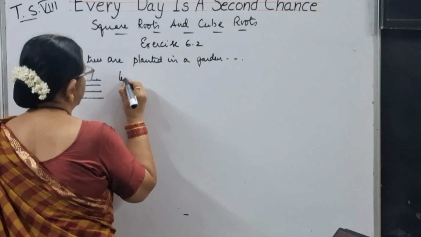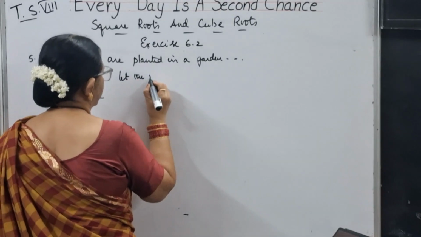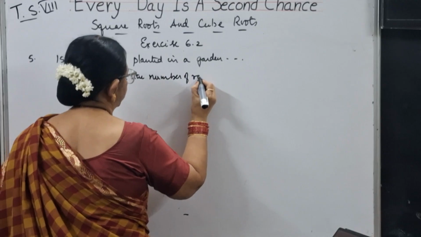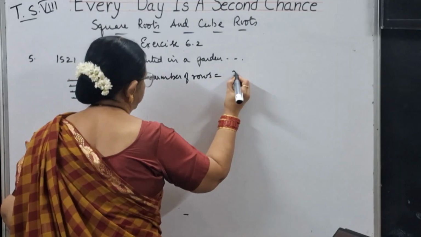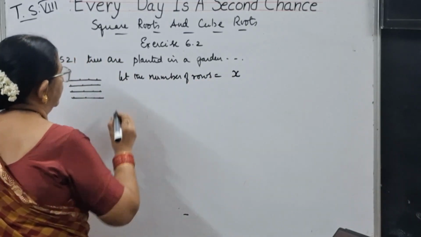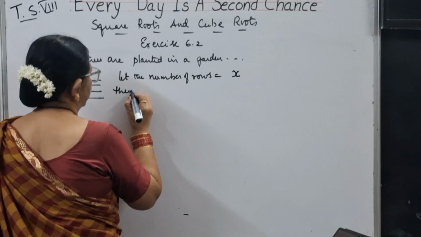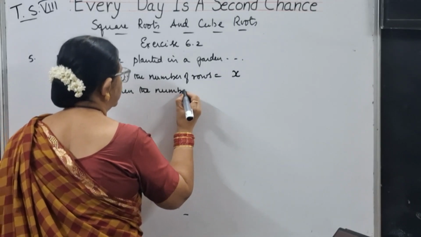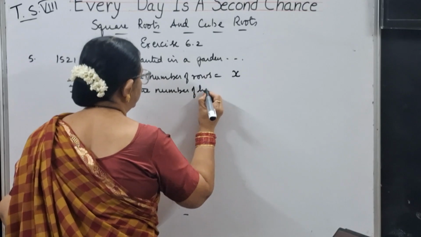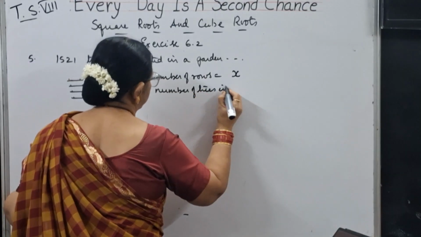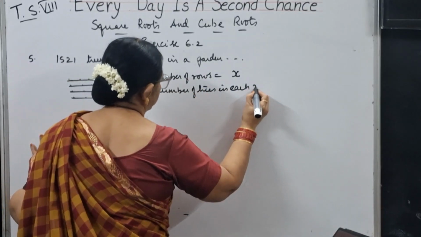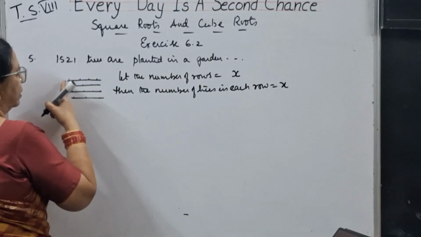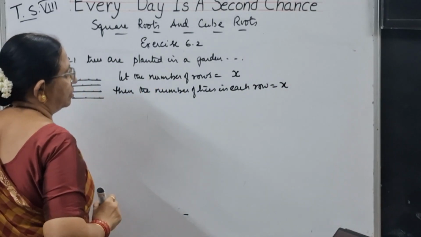So let the number of rows, we don't know, let me consider it as x. Then the number of trees in each row, that also will be x. See here, 4 rows are there, 4 trees are there in each row.